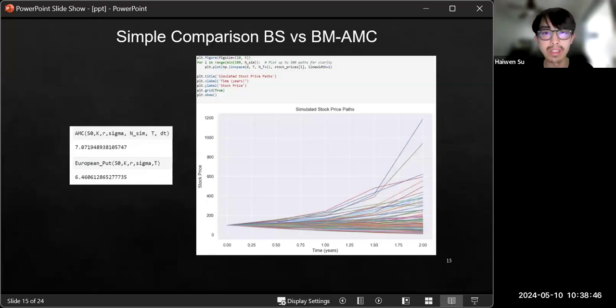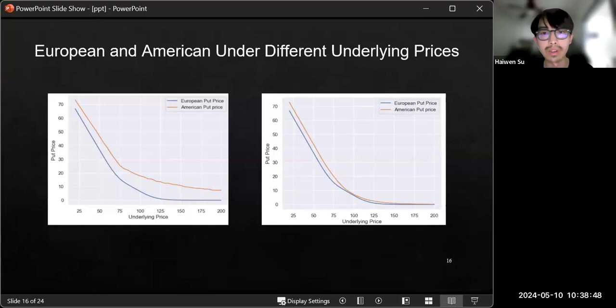And for a set of different option prices, just as Peter suggested, the American option is never cheaper than the European option, as the American option gives extra flexibility to exercise, which is pretty valuable. And both of them converge to zero because the intrinsic value approaches zero as the underlying price increases.